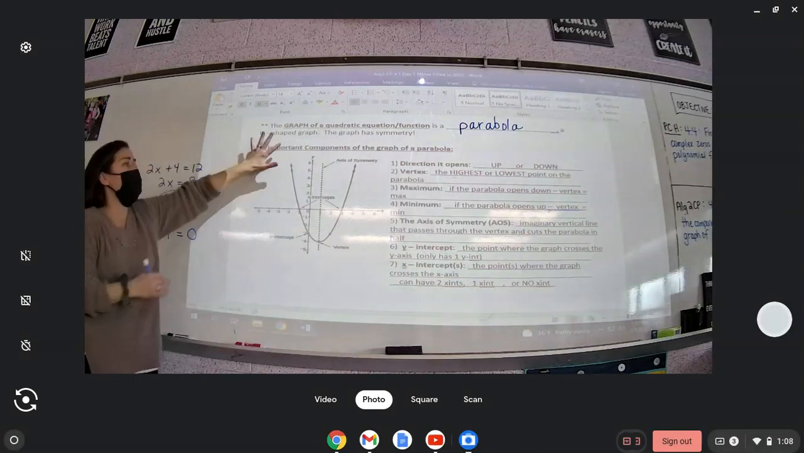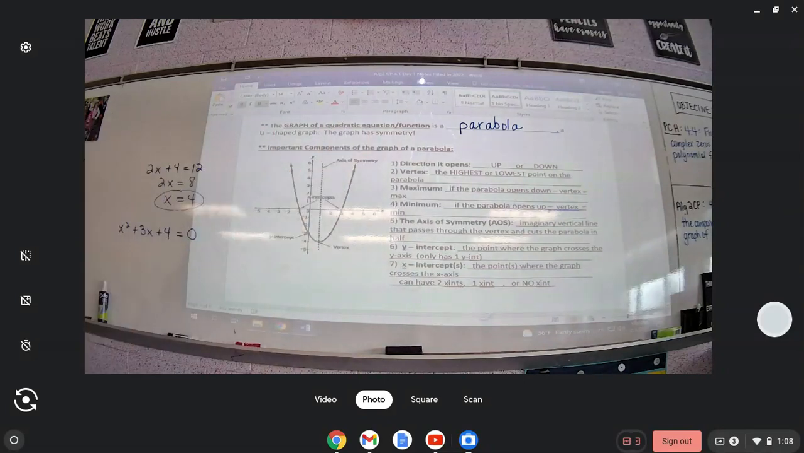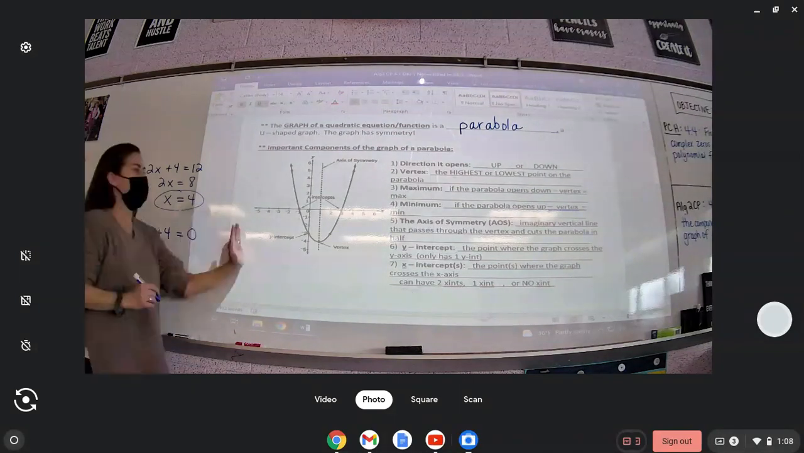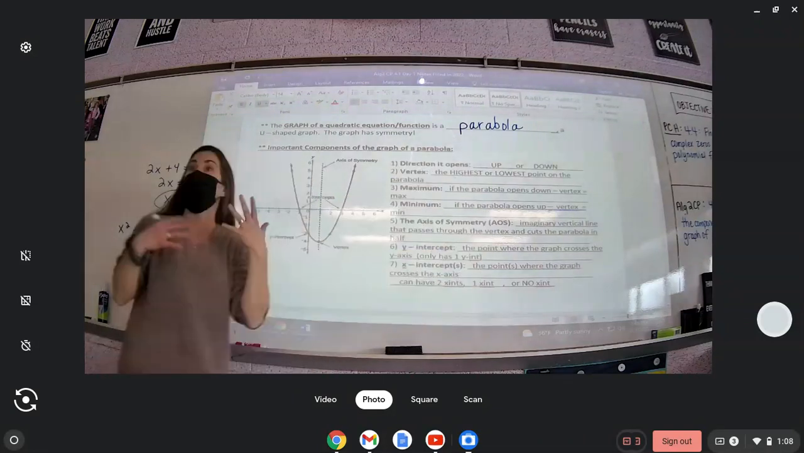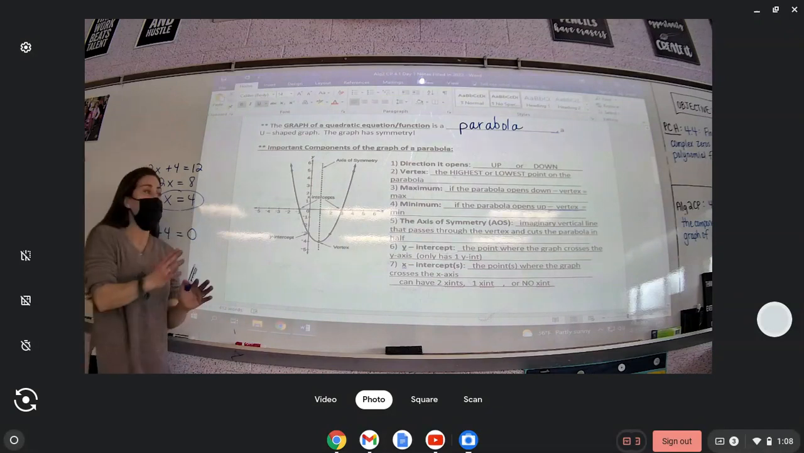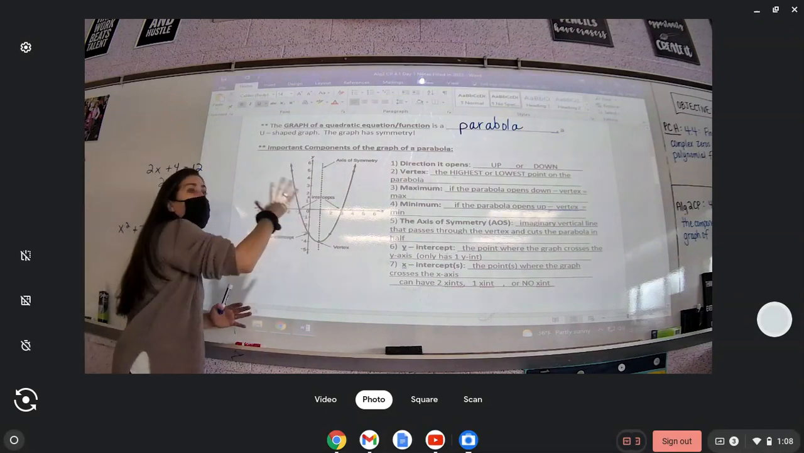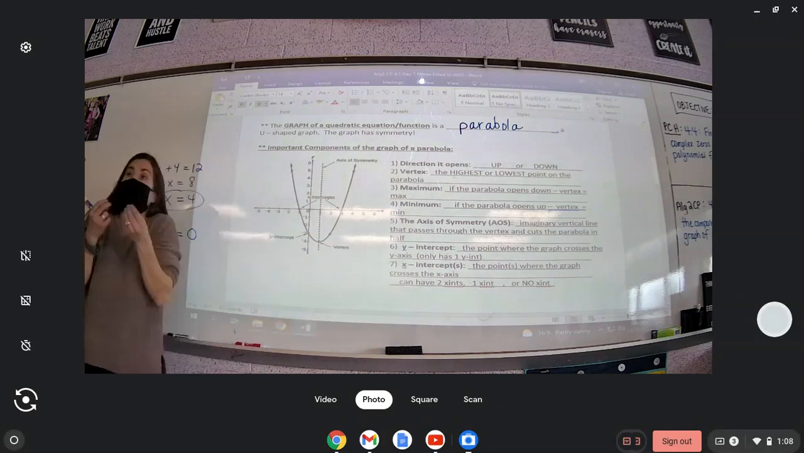So it's going to be a U-shaped graph, and it has symmetry. It literally can be cut in half, where one side is a mirror image of the other side. All right, before I get started, guys, these are all the things that you have to know about the graph of a parabola. It's a laundry list, okay? Some of them come really quick. Some of them you're going to work harder to find. All I'm going to do today is give you a parabola that's already graphed, and you just have to identify what all of these pieces are. You don't have to calculate anything on your own yet.